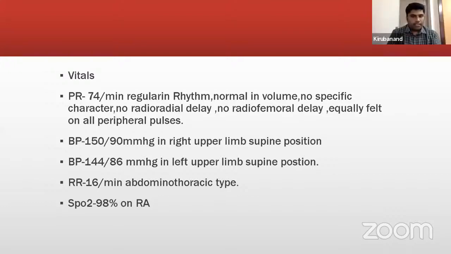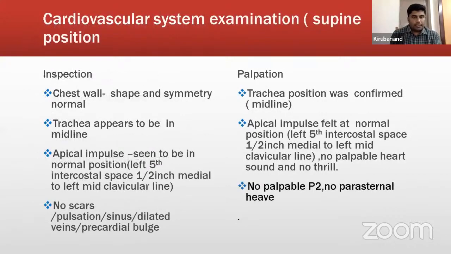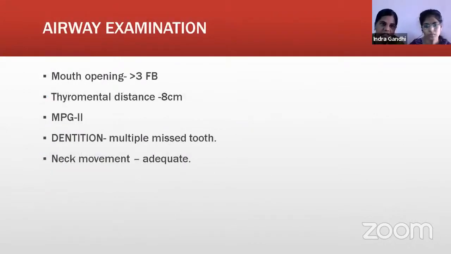So go with the local examination and systemic examination. Yeah, airway, please. Airway examination: mouth opening more than three-finger width, thyromental distance of 8 centimeters, Mallampati grade 2, dentition multiple missing teeth, 2 plus present, neck movements adequate.